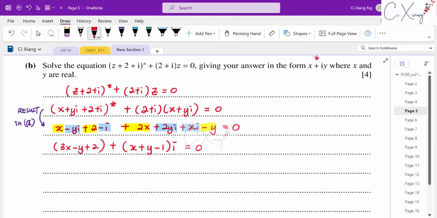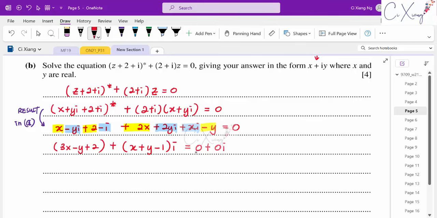Okay, so you can see that I'm having a complex number here. This is the real part, this is the imaginary part. On the right hand side, it equals 0, which basically means 0 plus 0i. So you are trying to compare it with 0 plus 0i on the right hand side. From here, you can see that the real part is this one, equals to 0.